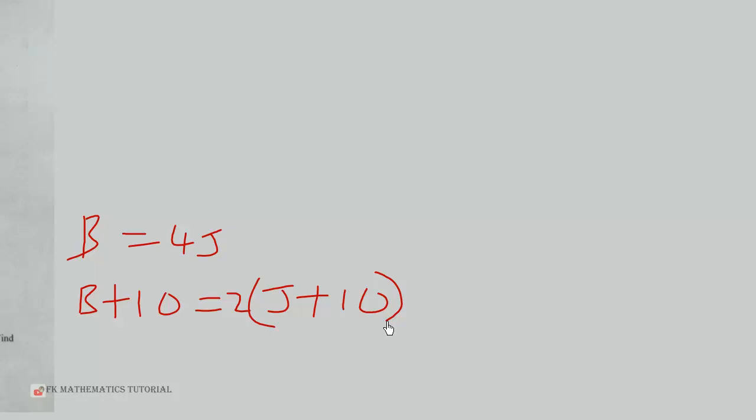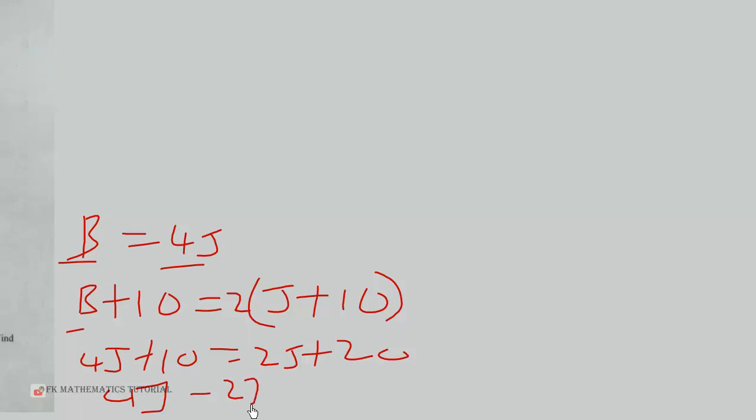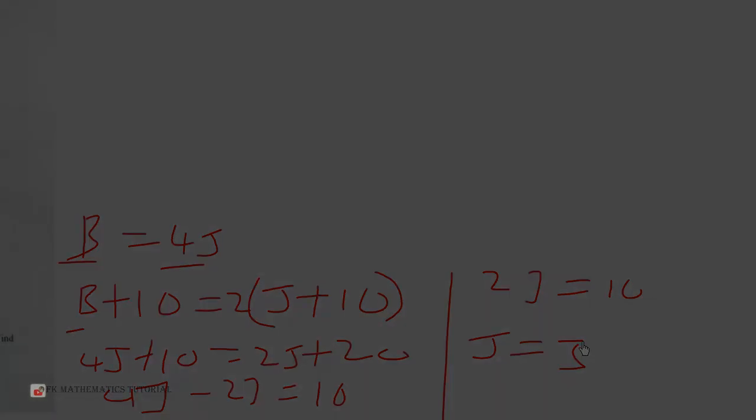So we want to find Juliet's age. So we are going to put B equal 4J here. So 4J plus 10 is equal to 2J plus 20. 4J minus 2J will be equal to 20 minus 10, which is 10. So 2J will be equal to 10. J will be equal to 5 years. So option B is correct.